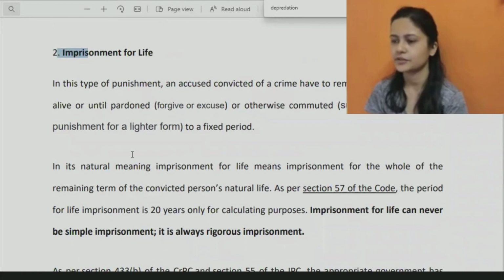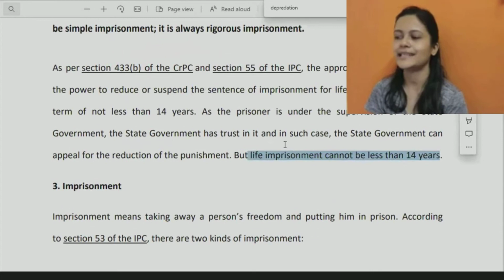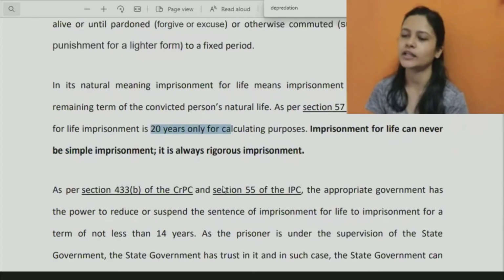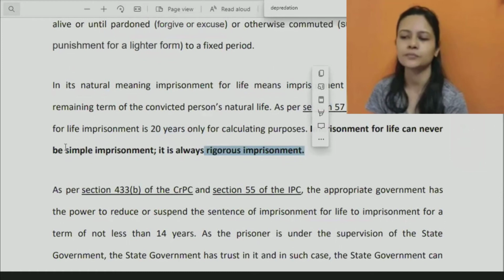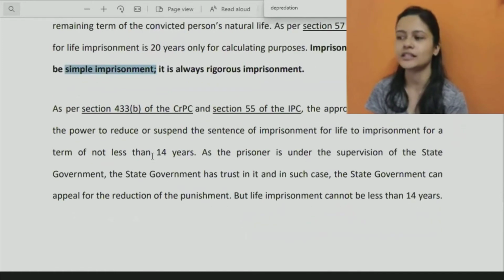So imprisonment for life, this thing we need to remember. It cannot be less than 14 years. For the purpose of calculation, it is calculated as 20 years. And when it is imprisonment for life, it will always be rigorous imprisonment. It cannot be simple imprisonment. Okay, these are three things that you can remember.